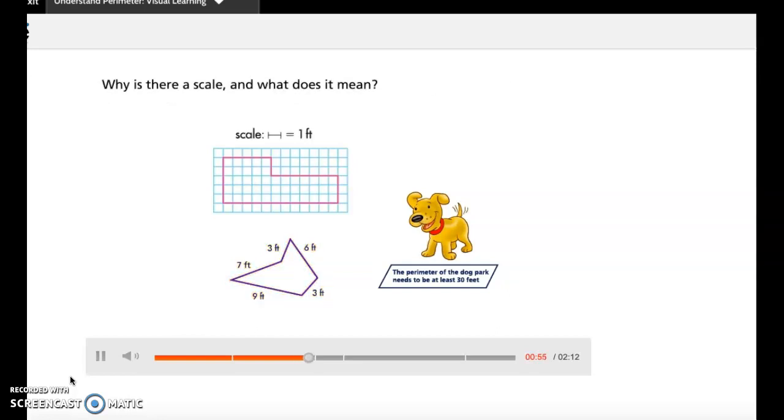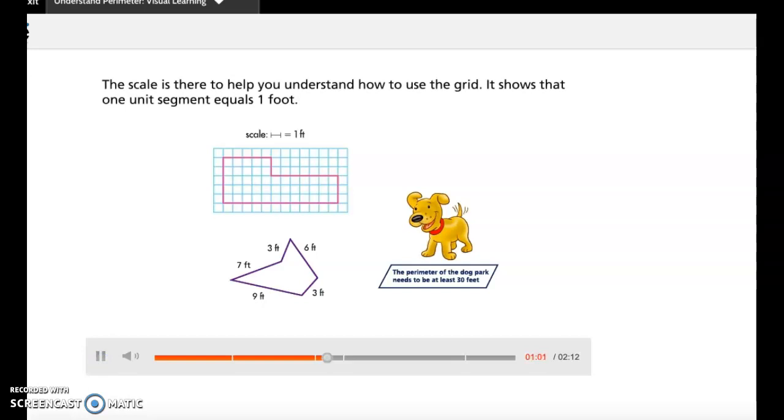Why is there a scale, and what does it mean? The scale is there to help you understand how to use the grid. It shows that 1 unit segment equals 1 foot.